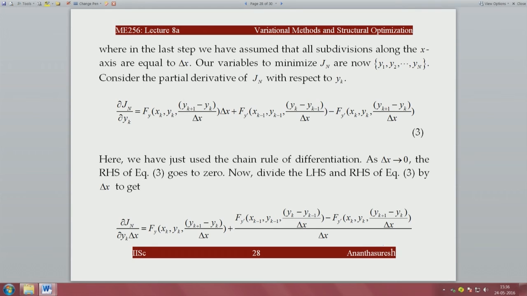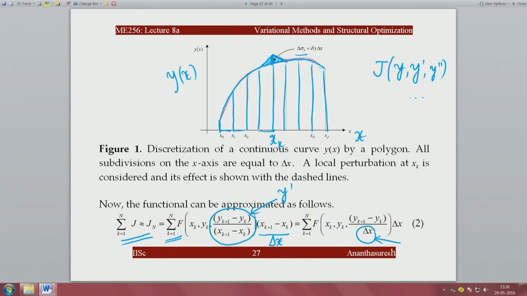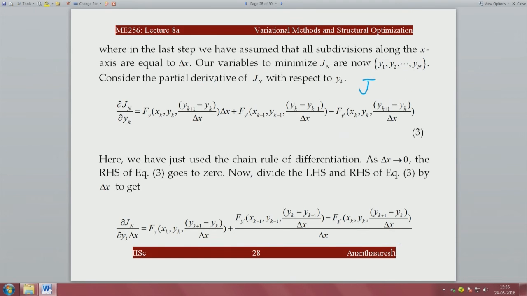Now, this particular thing we have to take the partial derivative with respect to this y_k. So, what happened is that our functional J, which was a function of the continuous function y, is now a function of y_1, y_2, ..., y_n, which are the heights that I put. This is y_0, this is y_1, this is y_2 and so forth. I can take the derivative of this because you want to minimize that functional with respect to, let us say, a particular y_k. It is a normal partial derivative. Okay.